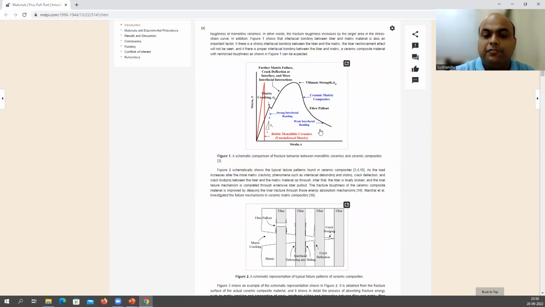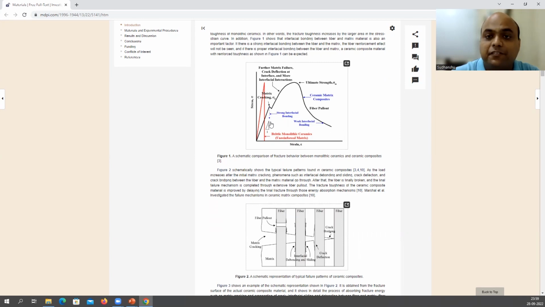So this is the fracture behavior of monolithic ceramics and ceramic composite, right? So if you see the red one here, this is the monolithic ceramic, right? So if you just do the tensile testing, you are going to observe brittle failure, that you know. What you see in the black one is the ceramic composite, right? So if it is strong interfacial bonding, you see this particular line here. So this is going to be also brittle. So it will go like this and then it will fail.